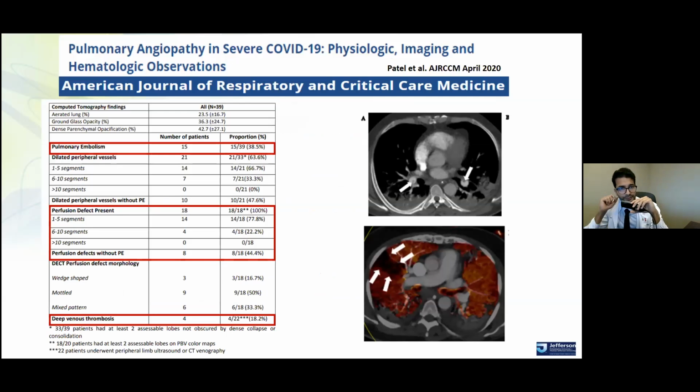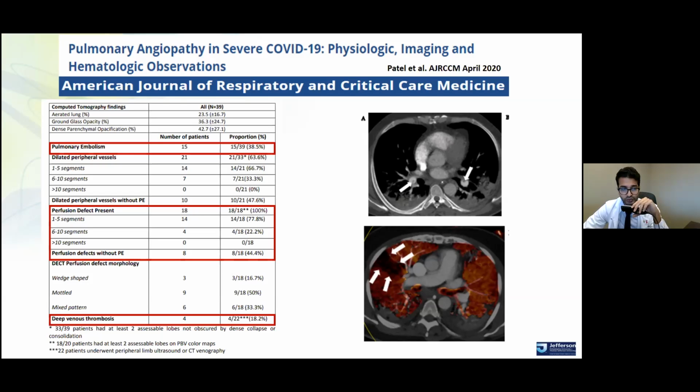This is another paper that came out in the Blue Journal recently, and this is again a single hospital experience. The authors looked at CT scans among multiple patients admitted with COVID-19 infection. They found that the proportion of patients with interpretable CTs that had a pulmonary embolism accompanying the infection was 38.5%, so much higher than the previous study.